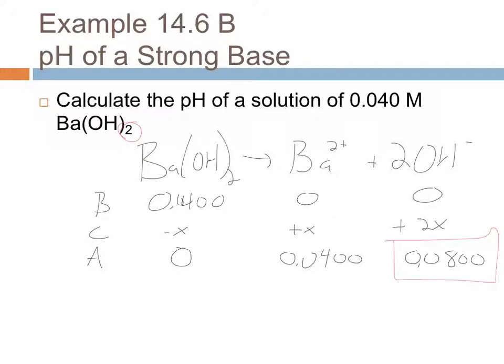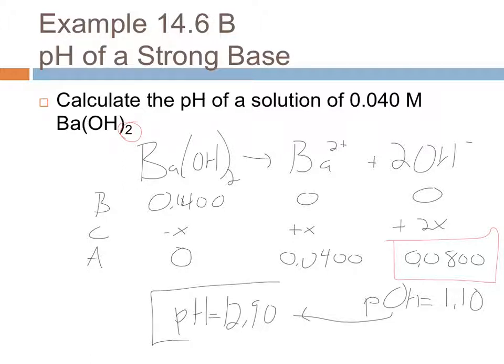This is the number that we need the pOH of. So the pOH is going to be the negative log of 0.08. It's going to be 1.10, which will give me a pH. 14 minus that, 12.90. Hydroxides are tricky. Acids don't do this, but you have a lot of hydroxides that come with multiple hydroxide ions. So watch out for dissociation of hydroxides.